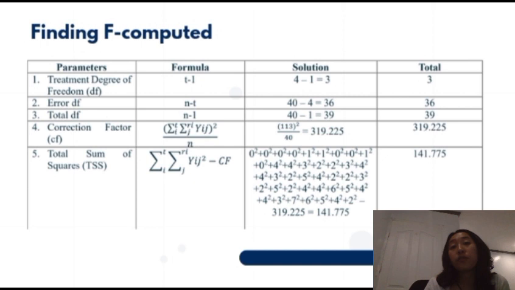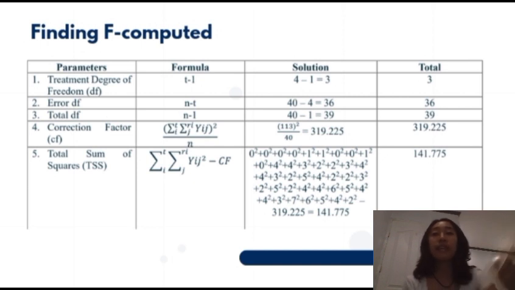And then let's go sa total sum of squares. The total sum of squares, so it was just trying to state na kailangan nating i-square lahat ng replicates, lahat ng values ng each replicate. So if we have 0 squared plus so on, and then we're gonna subtract it to yung nakuha nating correction factor, which is 319.225 is equals to 141.775. So we already have our treatment DF, our error DF, total DF, correction factor, and TSS.